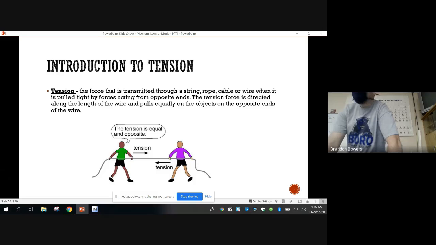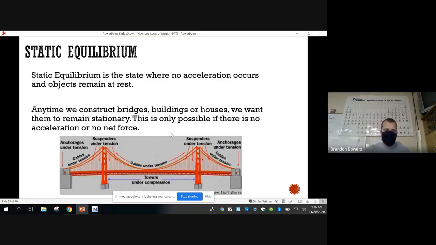Any questions on that? All right. So, static equilibrium. Did I have you guys write this? Static equilibrium is a state where no acceleration occurs. No acceleration occurs. And we're going to analyze that a decent amount in tension. Anytime we construct bridges, build houses, we want them to stay stationary as much as possible.